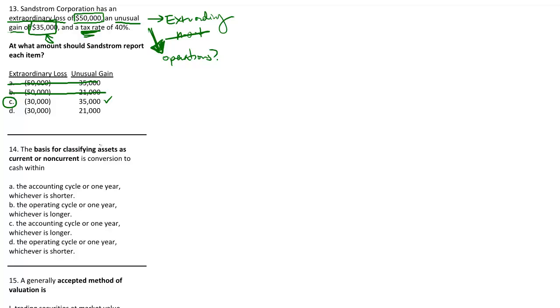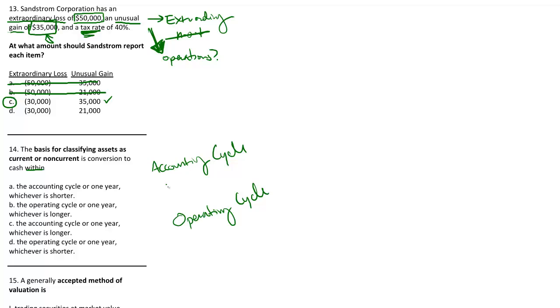Number 14, the basis for classifying assets as current or non-current is conversion to cash within. Okay, so how quickly does it take us to convert that asset to cash? We have the accounting cycle, 1 year, the operating cycle, or 1 year. The key issue here is the accounting cycle versus the operating cycle.